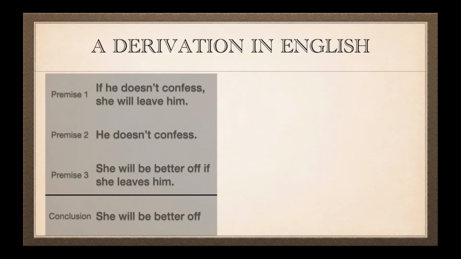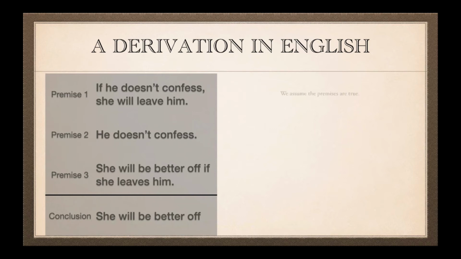Consider this argument here. If he doesn't confess, she will leave him. He doesn't confess. If she leaves him, she will be better off. So she will be better off. Do you believe premise 3 in the airport scenario? I don't know. Maybe you do, maybe you don't. But in any case, we can be confident that this is indeed a valid argument: if all of the premises are true in any situation whatsoever, the conclusion is true in that situation as well. But what if we weren't quite sure that the argument was valid? Then we might try to reason it out and convince ourselves that it was valid, or maybe discover that, in fact, it's invalid.